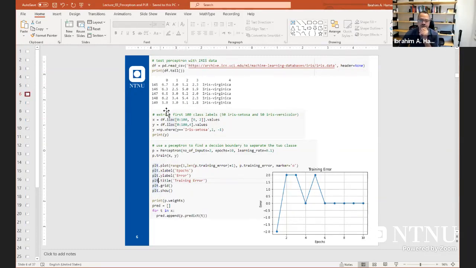We have 150 examples, and those 150 examples are for 3 classes. We will use the first 100 values: the first 50 for Iris Setosa, and the next 50 for Iris Versicolor. So we will extract X, and we will select 2 features. Maybe I selected here the first one and the third one, 0 and 2. So this one is the first, this one is the third. So this one and this one, correct?